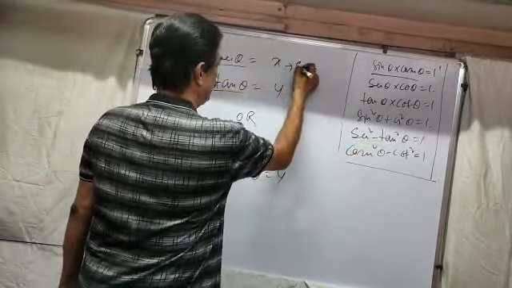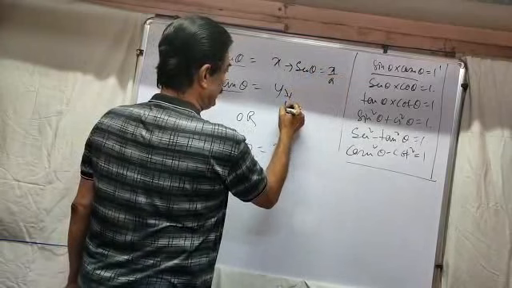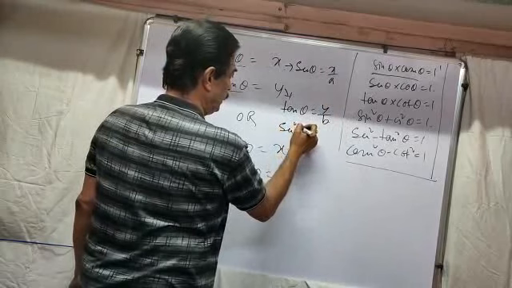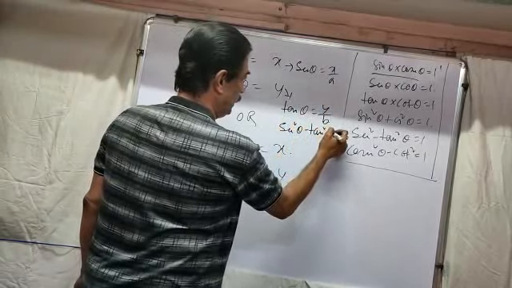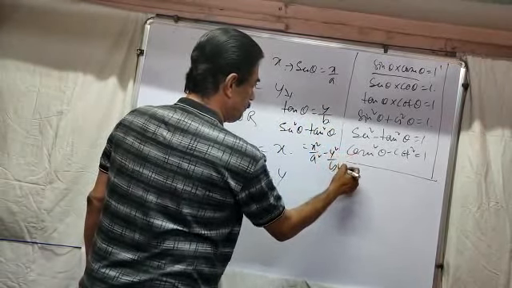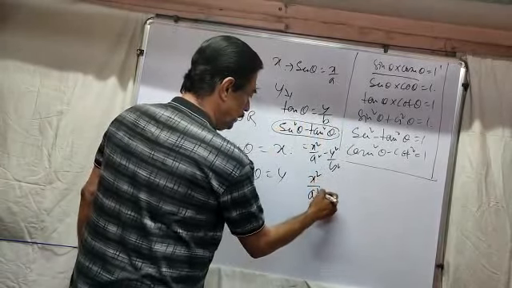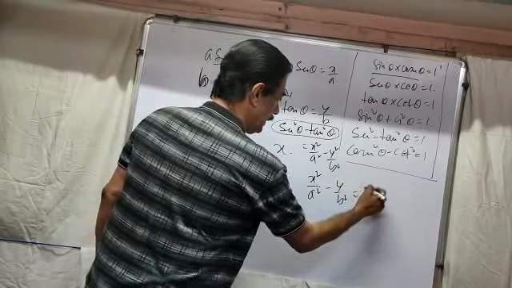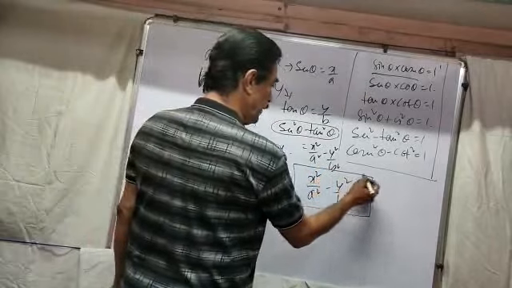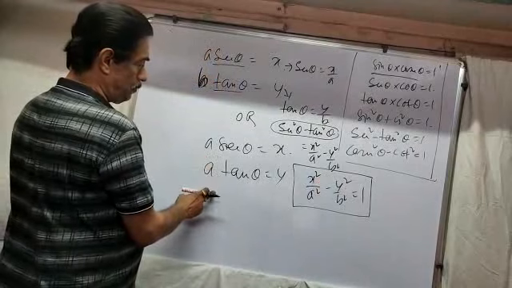First of all, transfer: sec theta equal to x by a, and tan theta equal to y by b. So sec square theta minus tan square theta equals x square by a square minus y square by b square, and this result is 1. So x square by a square minus y square by b square equals 1. This indicates a hyperbolic curve.